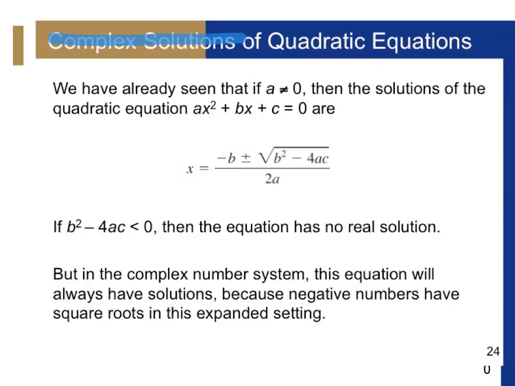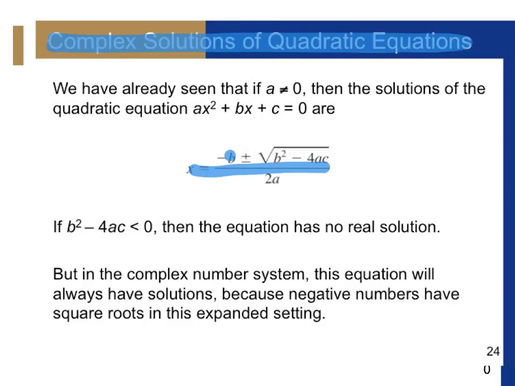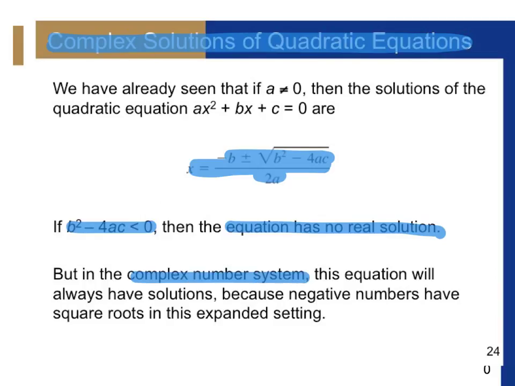Okay, now we're going to look at complex solutions of quadratic equations. In the past, when we've got negative square roots, we just ignored it and said there's no solution. But now we're doing our quadratic formula: x equals minus b plus or minus square root of b squared minus 4ac over 2a. Remember we said if that discriminant is less than 0, the equation has no real solution. But in the complex number system, we will always have solutions, because we can take square roots of negative numbers. Negative numbers have square roots in this expanded setting. So now we can actually get two solutions that are complex.